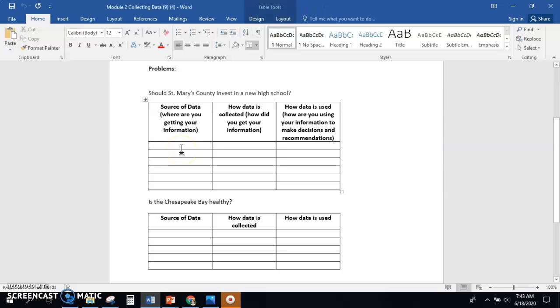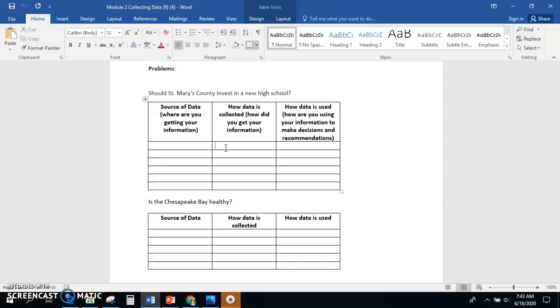How data is collected. How did you get your information? So if the work has already been done for you, and I'm giving you a very strong hint that that work is done for you. It is out there. With just a few keystrokes, you will find this information. So how is that data collected? How did you get your information?